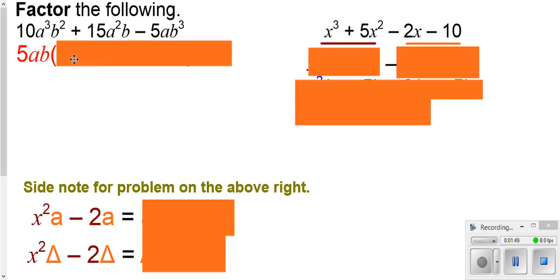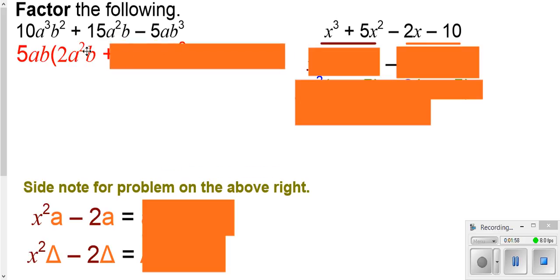5ab times what would give me this here? Well, 5 times 2 is that 10. A times what is a cubed, and that's an a squared. And then b times another b is our b squared. And then we do the same thing. 5ab times what gives us the next term? Well, that would be a 3 with another a, because a times the a is a squared, and b times what is b? Well, 1, so we don't need to put anything.